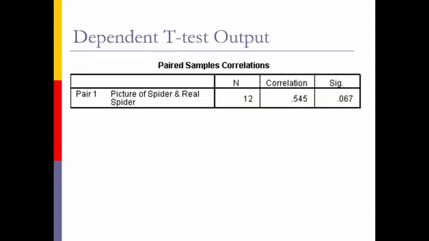How about that? All right, paired sample correlations. So this is really telling us our correlation. So we're going to check this just to make sure of a few things. We're going to compare the anxiety and look at this correlation. 0.545 is a pretty large correlation, right? But it is not significant.